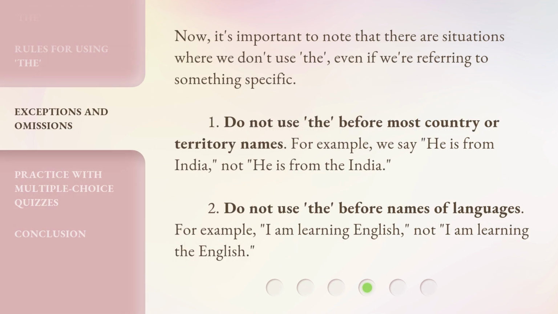Now, it's important to note that there are situations where we don't use "the," even if we're referring to something specific. 1. Do not use "the" before most country or territory names. For example, we say, "He is from India," not, "He is from the India." 2. Do not use "the" before names of languages. For example, "I am learning English," not, "I am learning the English."